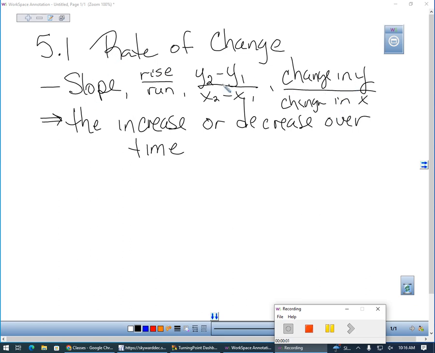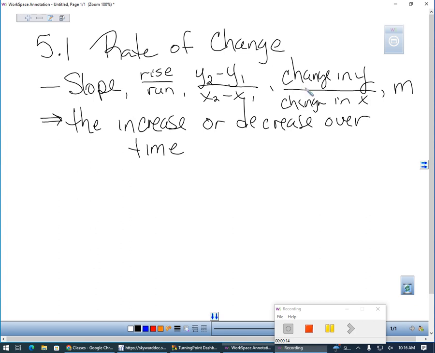All right, so rate of change is slope, rise over run, y2 minus y1 over x2 minus x1, which is the change in y over the change in x, and a lot of times we refer to slope as the letter m. So we have 1, 2, 3, 4, 5, 6 different things right now that all mean the exact same thing. Oh, isn't there y = mx + b? Yes, that's slope-intercept form, and we're going to do that in a couple days. Okay, so we're not quite there, but you guys have heard this stuff before.